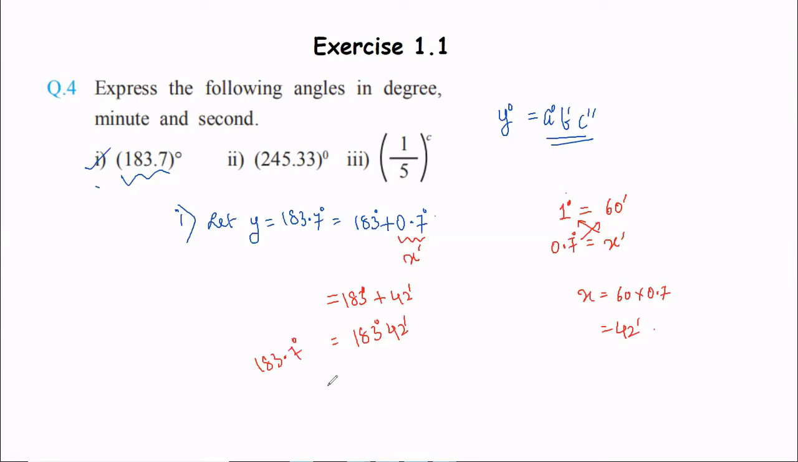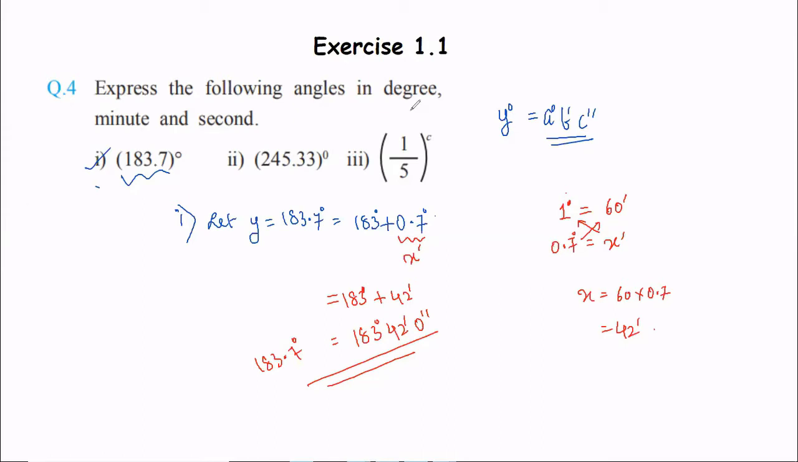That's how you have to write. Over here, seconds is 0 seconds. The reason is we are not getting minutes in decimal. If we get minutes in decimal, we will convert the decimal part again to seconds. Yes, now we can move to the next sum. This was the solution for the first sum. That's how your answer will be 183 degrees, 42 minutes and 0 seconds.